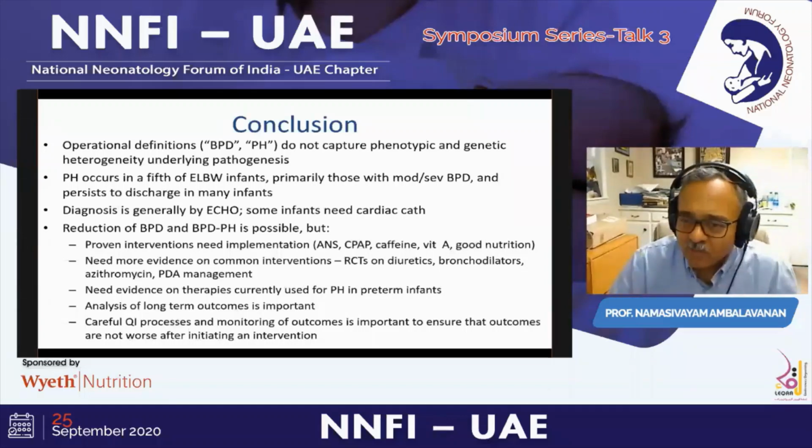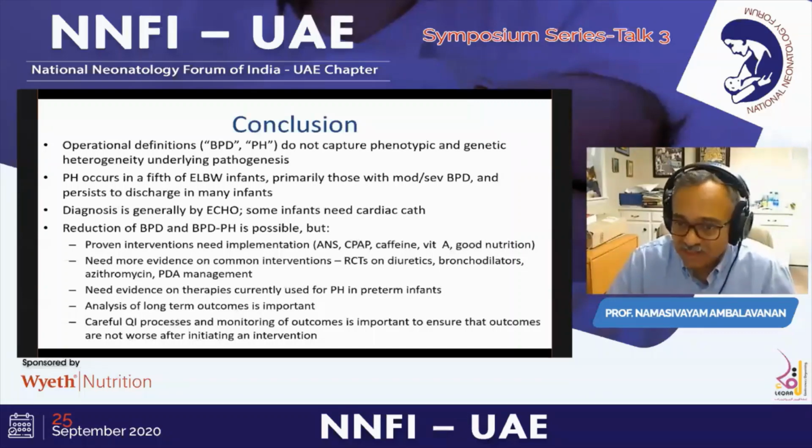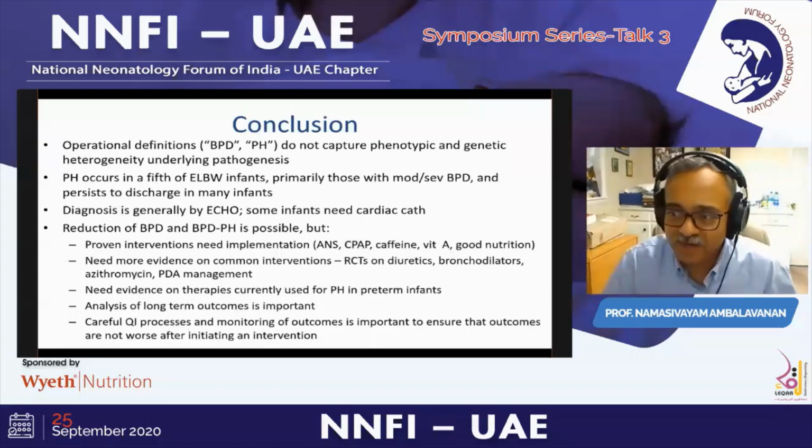We also need more evidence on common interventions. We need to do randomized trials on diuretics, bronchodilators, PDA management. There's still a lot of controversy over the PDA, as from the talk earlier today. Do we know if diuretics work long term? Do we know if bronchodilators work long term? We don't know that, yet a lot of people keep using them. We need evidence on therapies currently used for pulmonary hypertension. What are the long-term effects of sildenafil, nitric oxide, and so forth? We need better analysis of long-term outcomes.